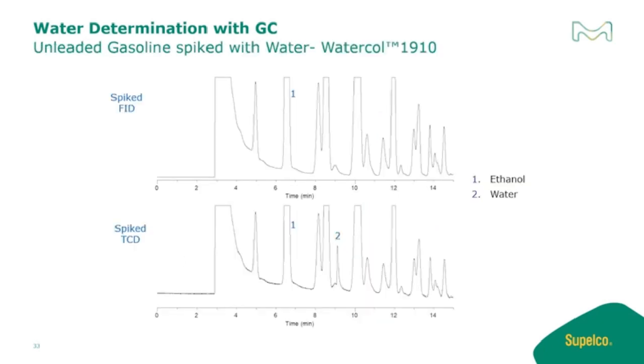Here's an example where we've taken some gasoline and spiked it with water, trying to find water in this gasoline sample. The top is the spiked sample using the FID. If you look at the bottom chromatogram, you can see the thermal conductivity detector easily detects the water peak at around 9 minutes using the TCD and the Water Call column. Again, it's eluting in the midst of some of the aromatic fraction of the gasoline sample.